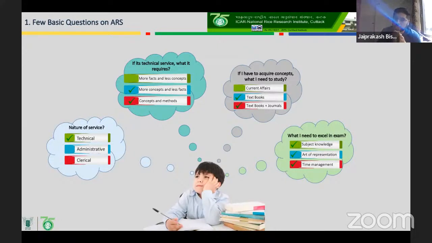I know some of my colleagues, my seniors, and some of my friends who are very good in subject knowledge. They are very analytical. They are very thorough in the methodological domain and concepts. But since they lack the art of representation, they could not get into the service.